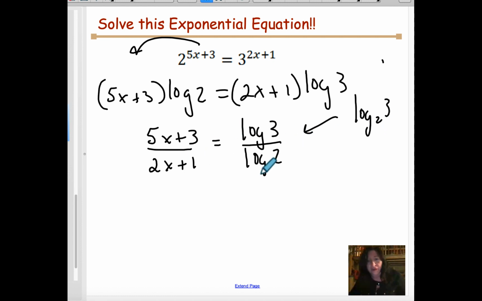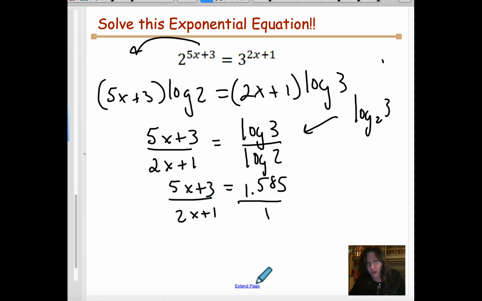But you don't have to make that. We're going to get a number there. So log of 3 is equal to like 0.477. Divide that by log of 2, and I'm going to get 1.5. Okay, so this is 1.585, which is equal to 5x plus 3 over 2x plus 1.